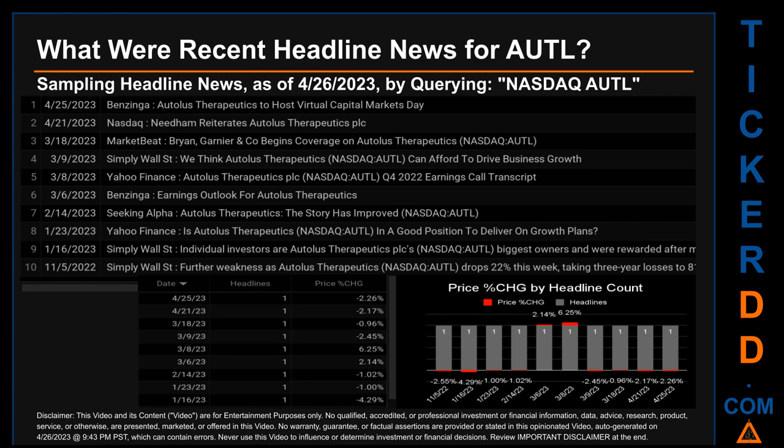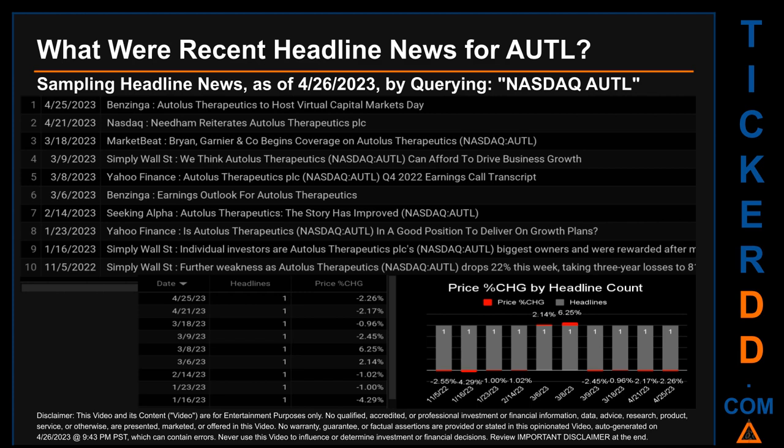Wednesday, March 8, 2023 was the day with the highest percentage change in price when we compare opening versus closing price for the ticker. The day saw a jump of 6.25% when AUTL opened trading at $1.92 and closed at $2.04. There was one found headline when Yahoo Finance published the headline that read, AUTL Therapeutics plc Q4 2022 earnings call transcript.